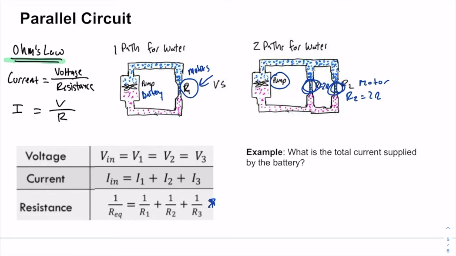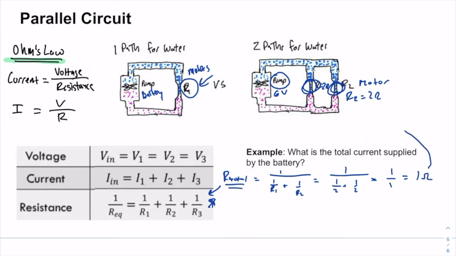But let's just do a quick calculation. All right, say we have a 6 volt battery, and we have 2 ohm resistors. We'd say our total resistance, if we use this equation right here, is equal to 1 over R1 plus 1 over R2. And that becomes 1 over 2 plus 1 over 2. Well, 1 half plus 1 half is 1, so we get 1 over 1, and that's equal to 1. So our total resistance is 1 ohm, whereas previously each one of the motors was 2 ohms.